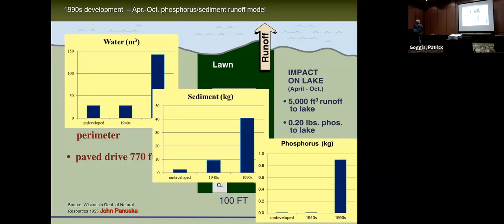Some other people also did some work at USGS and DNR where they directly measured how much phosphorus and water was coming from lawns and undeveloped areas, and that supported this in a number of ways. So this modeling looked like it was indicating what was actually happening.